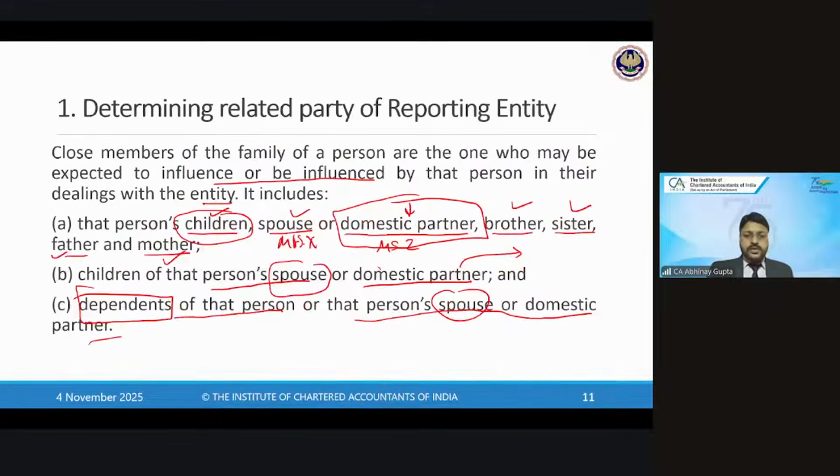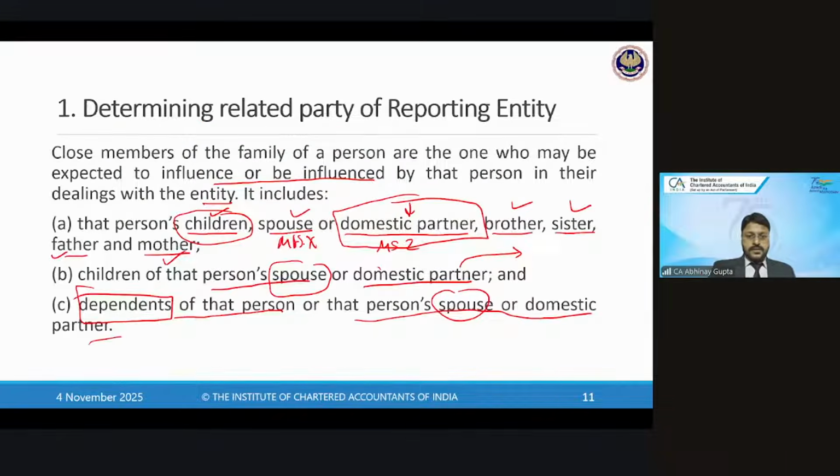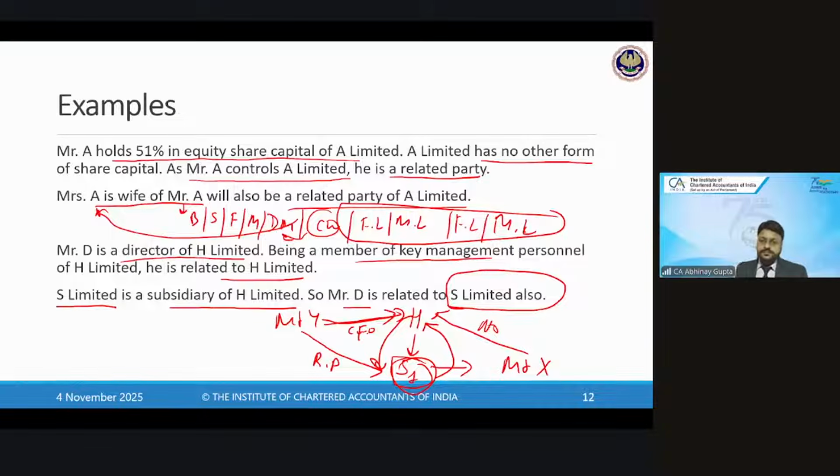The standard is not using the words KMP of the subsidiary or KMP of the associate or KMP of the JV. The only words the standard is using are control, significant influence, and KMP of the parent. So KMP of the parent is covered, but KMP of the subsidiary is not covered. Is that clear? Clear.